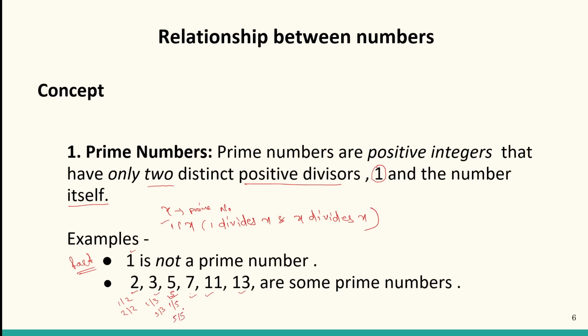The only way you will get zero remainder is by dividing by 1 or by dividing by itself. The same property holds for all these numbers. That is why these are prime numbers. There are other prime numbers after this: 17, 19, 23, 29, 31. These numbers go on infinitely. The prime number series is infinite and you can always find another prime number. So let's go forward.